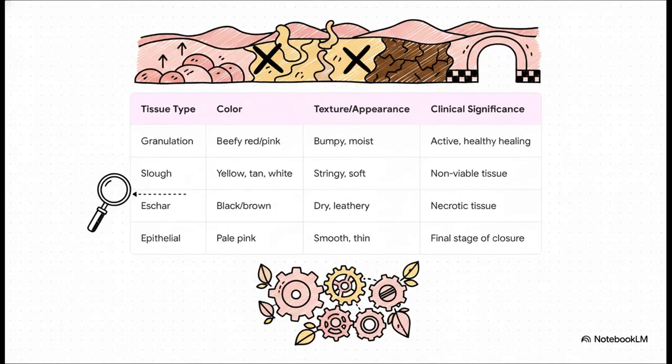Think of the wound bed like a landscape. And on that landscape, you've got 4 main players. There's the healthy, healing granulation tissue. That's the good stuff. Then you've got the non-viable slough and eschar, which are basically roadblocks to healing. And finally, there's epithelial tissue, which is kind of like the finish line of wound closure. Let's break each one down.